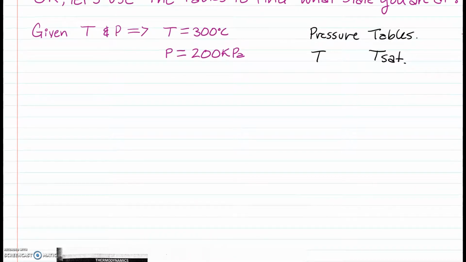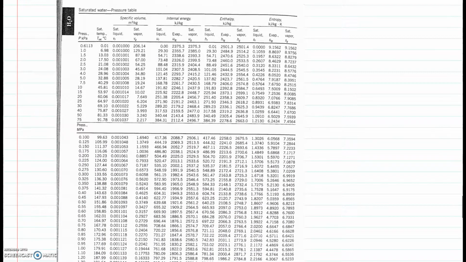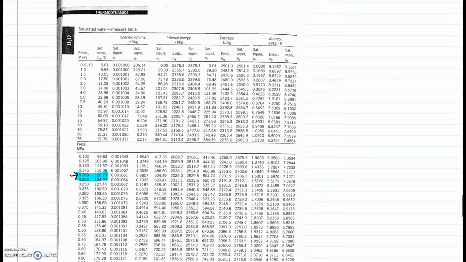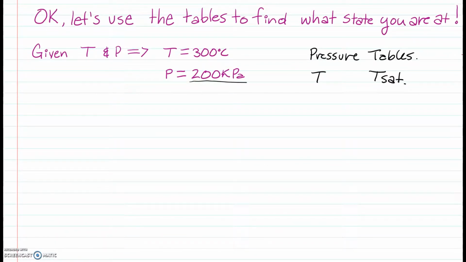So we have a temperature of 300 degrees Celsius. We're going to use the pressure table. So let's take our 200 kPa, find it. So it's in megapascals, right? So 200 would be 0.2. This is our value here. So this right here is our temperature, 120.23. So let's come back up. So we're going to say this was 300, and this is 120.23.